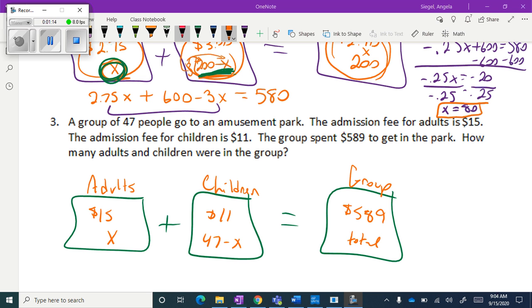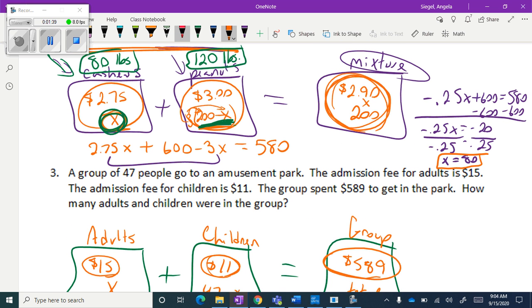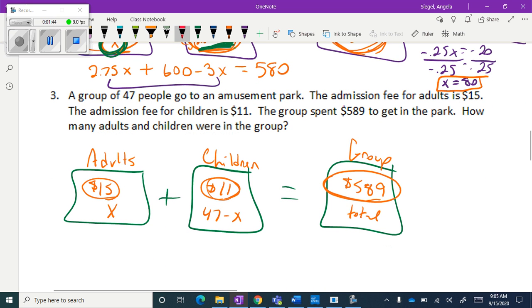Okay, so let's see how you did. Compare your answers with mine, but this is how you should have set it up. So they showed us in the problem that adult tickets were, or fees, I guess, were $15. Children's fees were $11, and then the whole group spent $589. So unlike this one, it tells us the total. So it's giving us this. So there's nothing to multiply. So I just want to be clear on that.